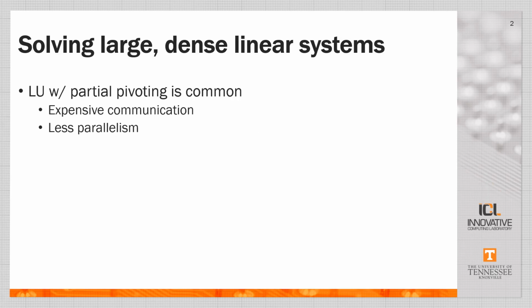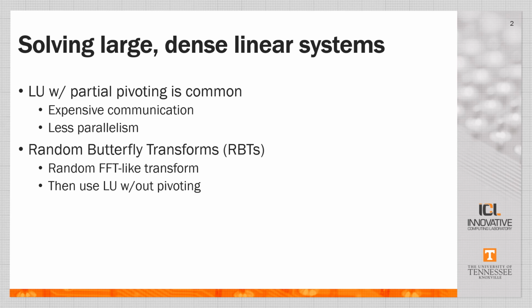LU with partial pivoting is commonly used to solve large dense systems of linear equations. However, the pivoting part of that often introduces a large amount of communication, which can reduce the performance of the solver. And additionally, it can just limit the amount of parallelism that we're able to exploit.